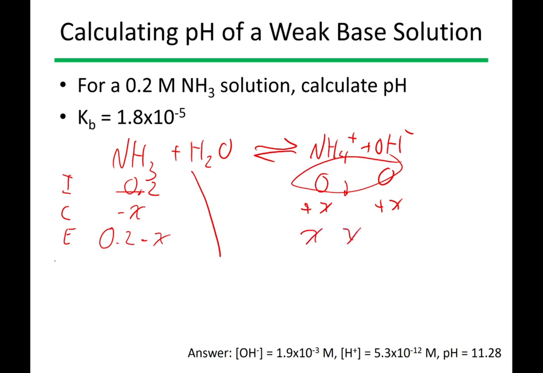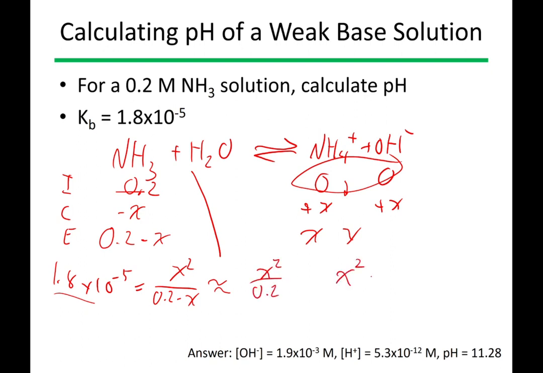So we have our Kb, 1.8 times 10 to the negative 5th, is equal to our products, so x squared, over our reactants. And again, Kb is a small number, so we can use the small x approximation. So this is pretty much equal to x squared over 0.2. Putting x by itself, we get x squared is equal to 3.6 times 10 to the negative 6th. And just x on its own is equal to 1.9 times 10 to the negative 3rd. This is the concentration of OH minus from the ICE table.